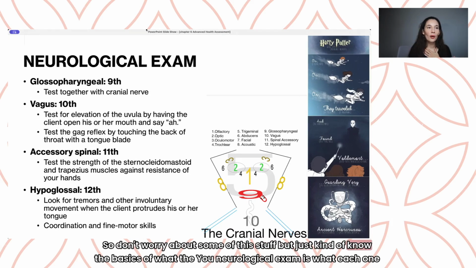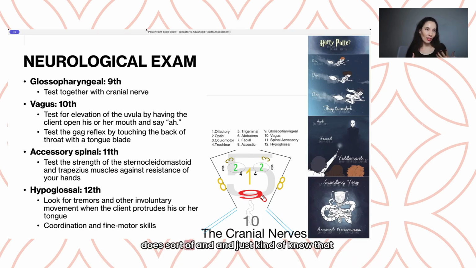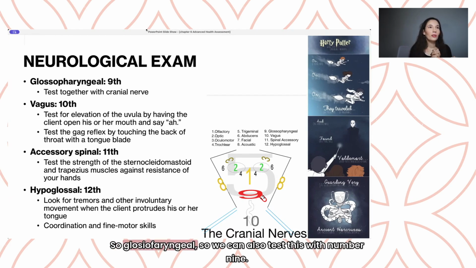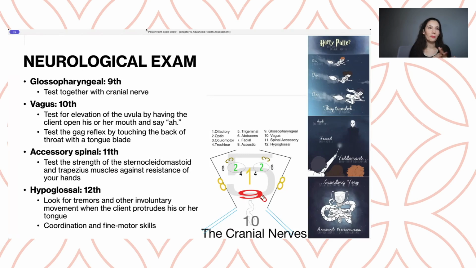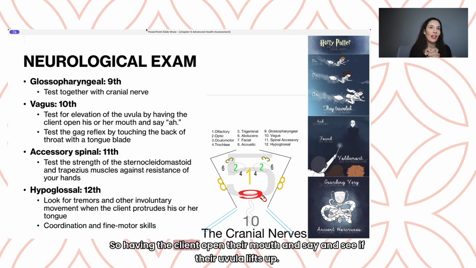But just know the basics of what the neurological exam is and what each one does. So, glossopharyngeal, number 9, we can also test this. You'll ask them to open their mouth, stick out their tongue. The vagus nerve, so test for elevation of the uvula. Have the client open their mouth and say "ah," and see if their uvula lifts up.